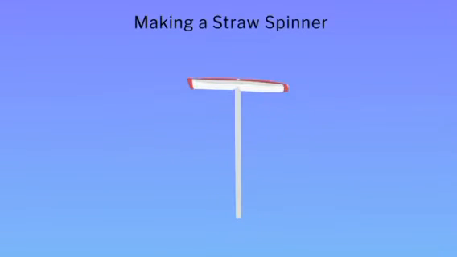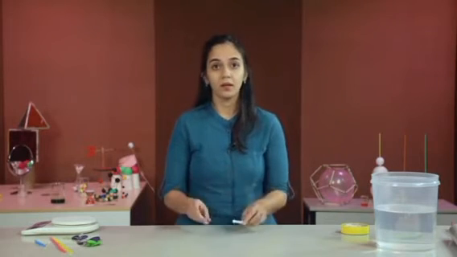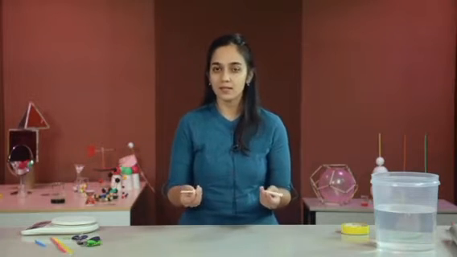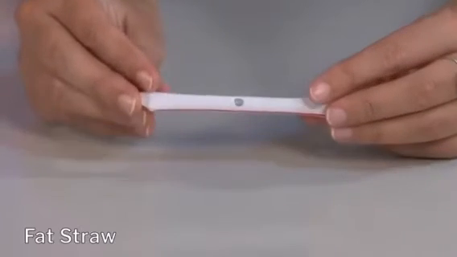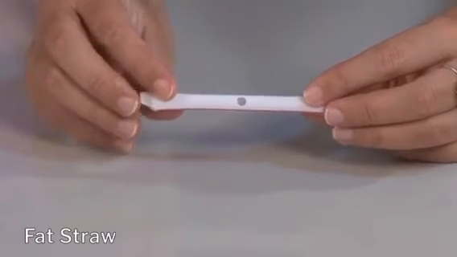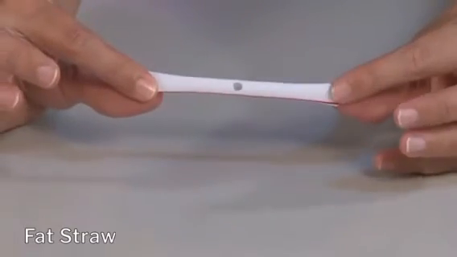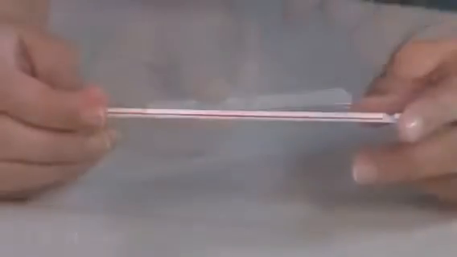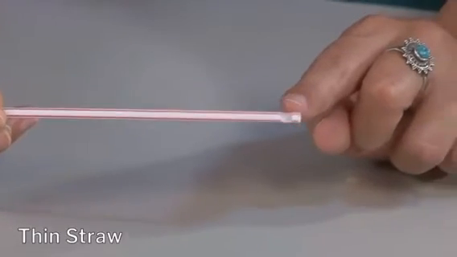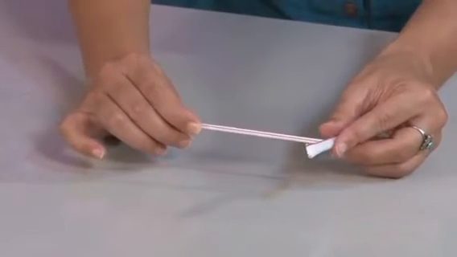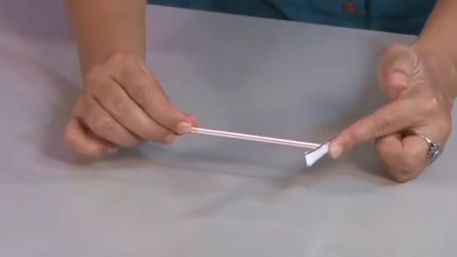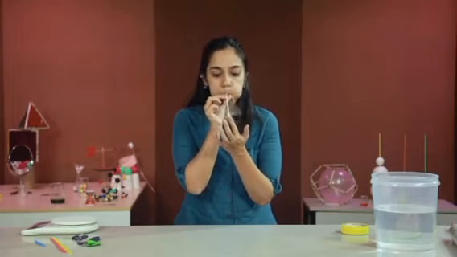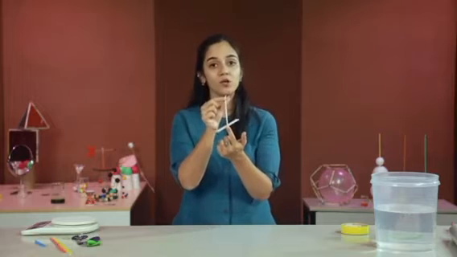Let's make our own straw spinner and learn Newton's third law of motion through it. We will make the straw spinner using a fat and a thin straw, scissors and tape. I took the fat straw and folded it in half to find its center. I made a hole at the center. Then I sealed off both its ends and nipped off corners, one above and one below. Then I made a hole towards the end of the thinner straw. When I put this hole into the center hole of the fat straw and close the other end, and blow through the thinner straw, my spinner is ready.